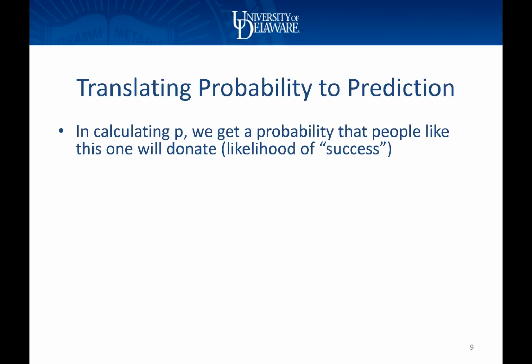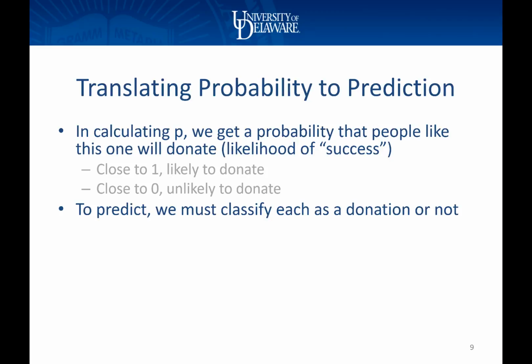So in calculating P, we get that probability of success, the probability of a donation. And if that number is close to 1, then we're likely to see a donation. If that number is close to 0, we're unlikely to see a donation. But in order to predict, we need to classify.